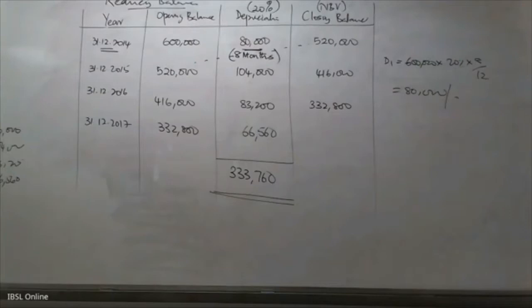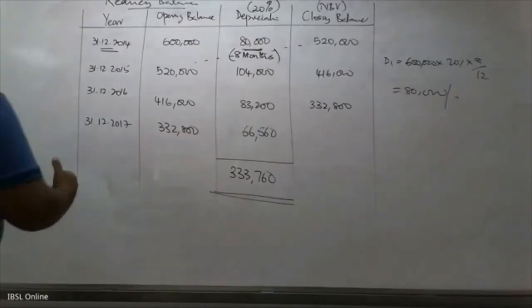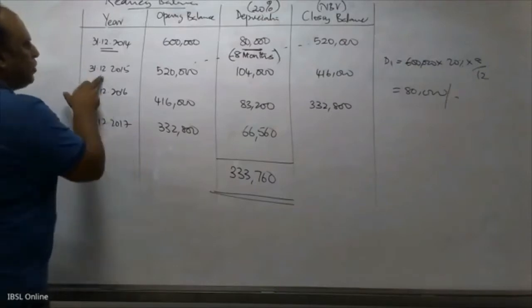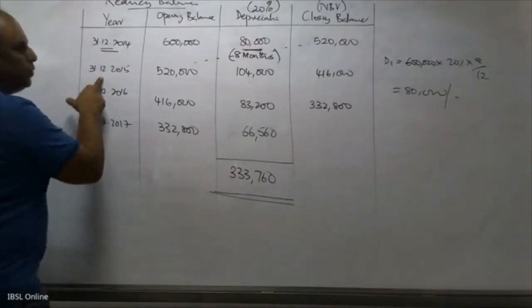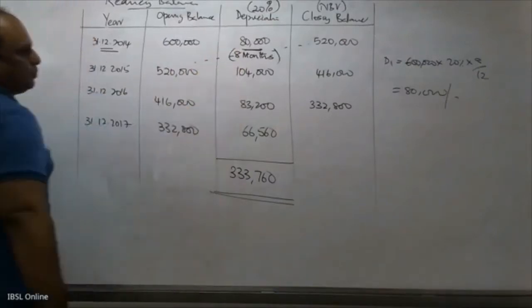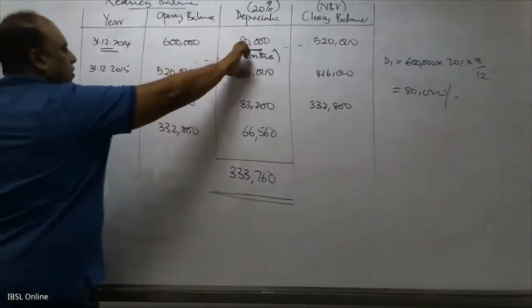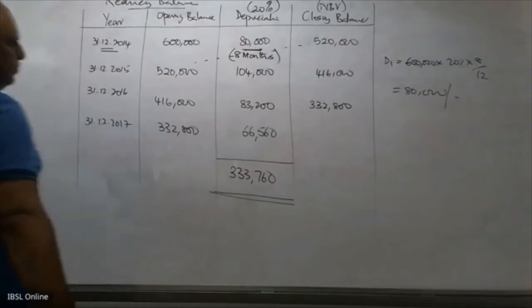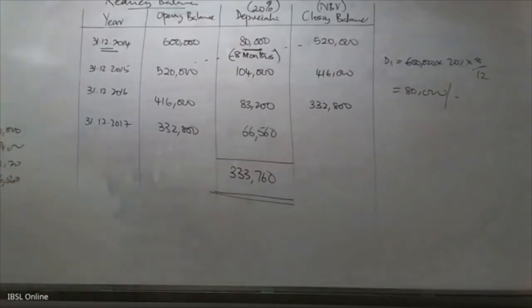Suppose if in this question they ask you, what is the accumulated depreciation up to 31st December 2015? You add only these two. That is 80 and 104. If they ask up to 2016, you add all three. So likewise, you can continue.